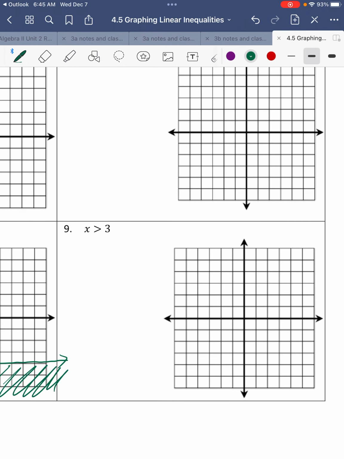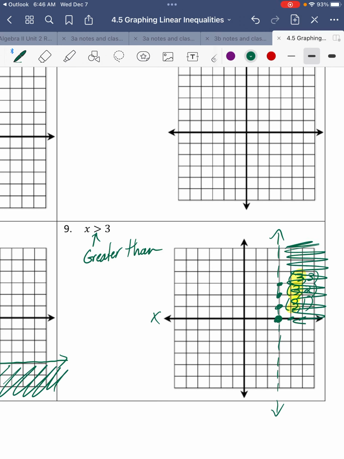Number 9, we have x equals 3, so on the x-axis we're going to go over to 3, and you can always look at 3, 1, 3, 2, 3, 3. The x value is always 3. Now it is not equal to, so we're going to have a dashed line. And then it's a greater than. Greater than means we have to shade towards the, well, it's usually above. But in this case, there is no above. So we look at which numbers are bigger than 3. Well, here's 4, 5, 6. So we're going to shade to the right.